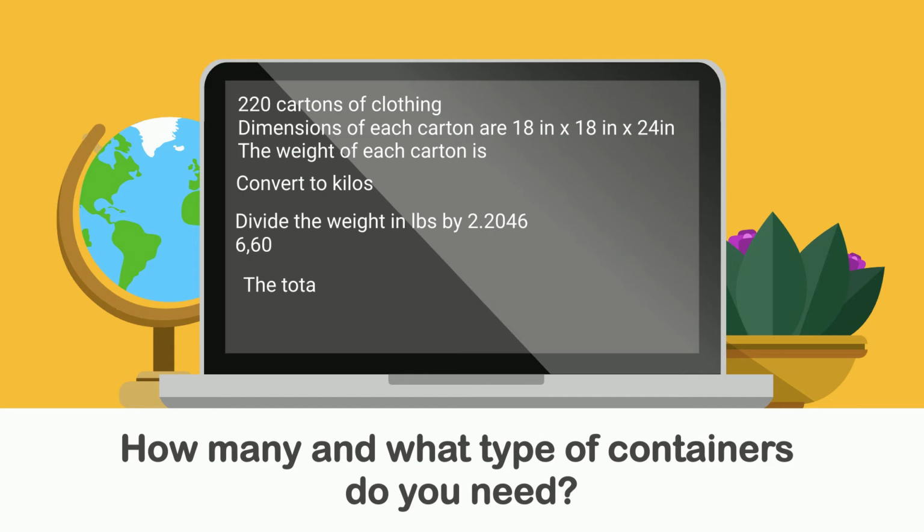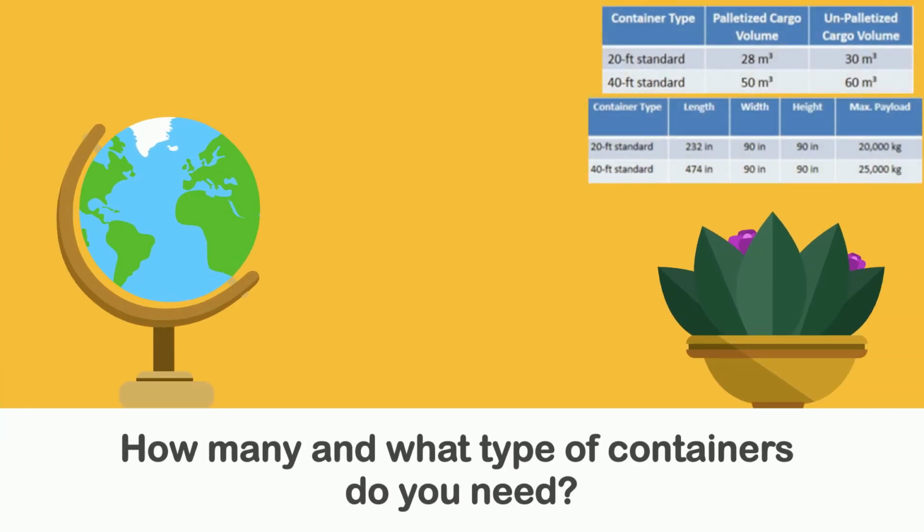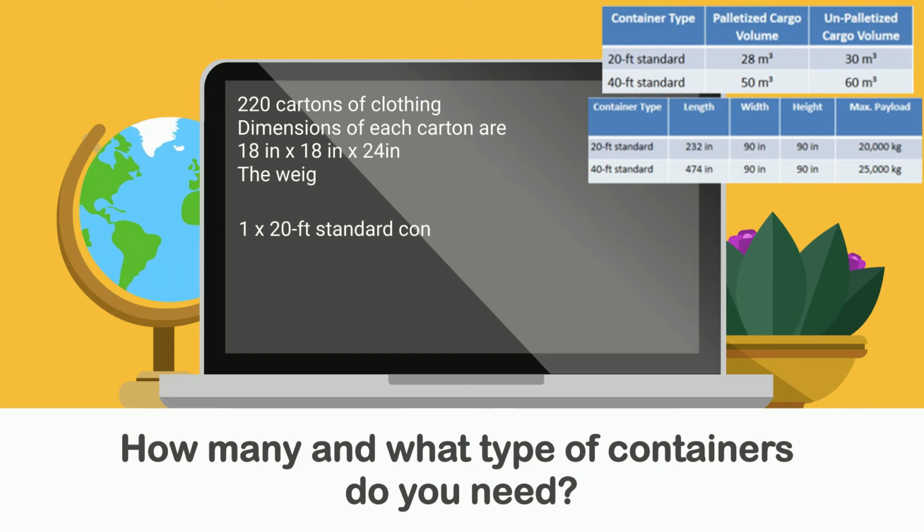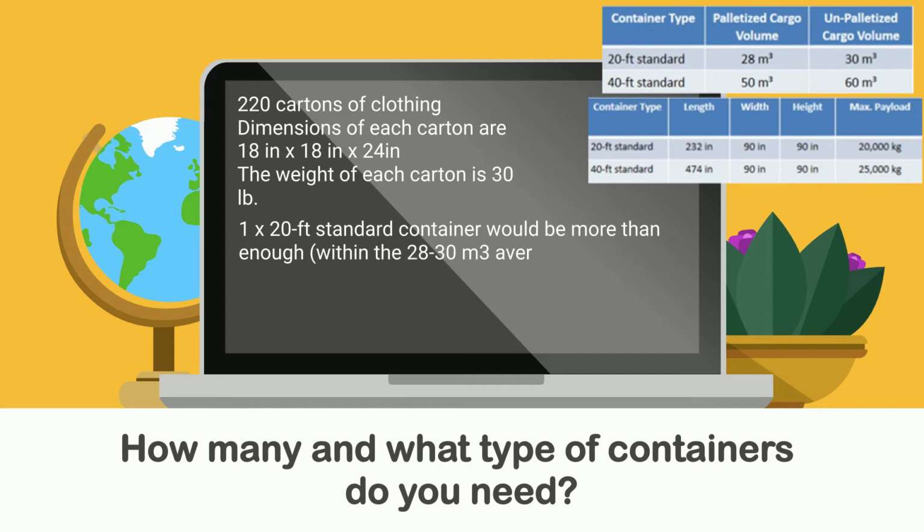and that's going to give us a total weight of 2,994 kilos. Now that we have the actual volume and the actual weight, we're going to compare it to our charts, and we're going to see that one standard 20-foot container is going to be more than enough for this shipment. It fits within the volume and it fits within the maximum payload capacity.